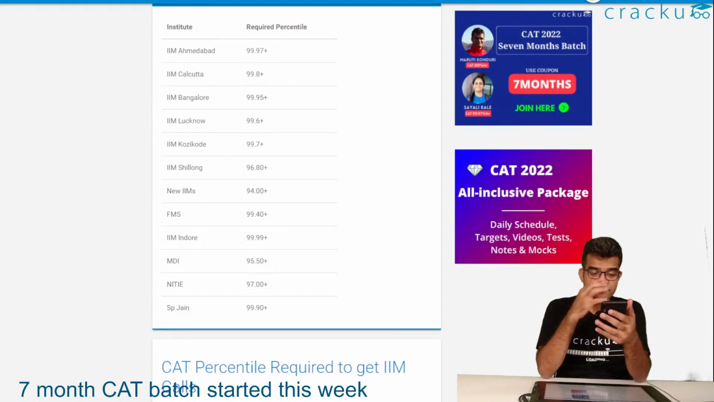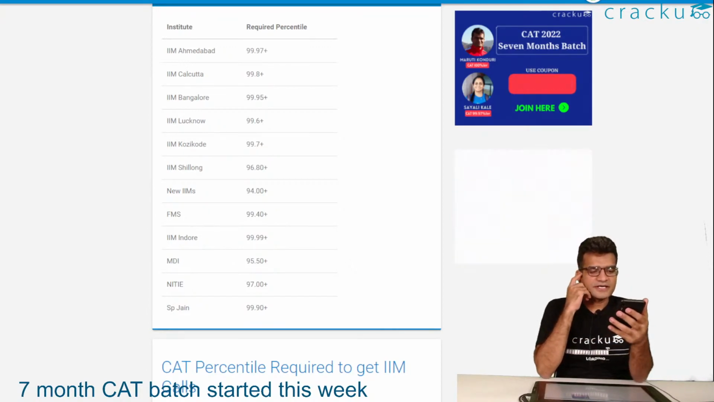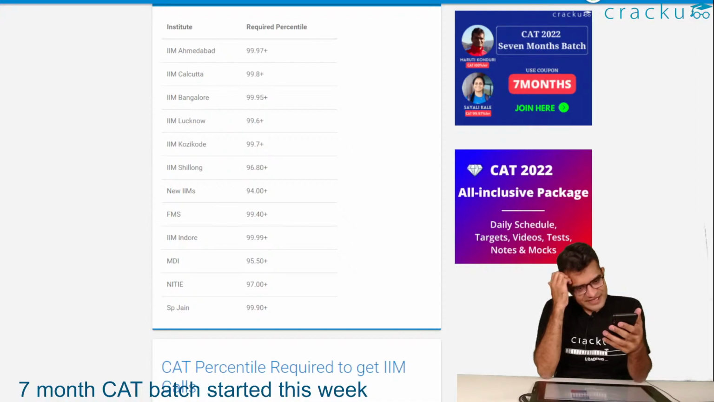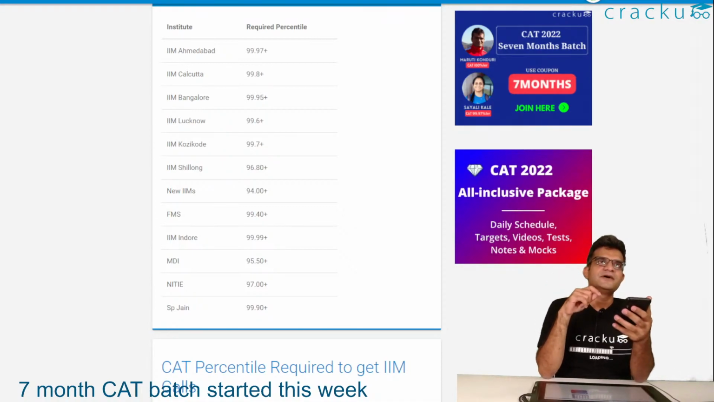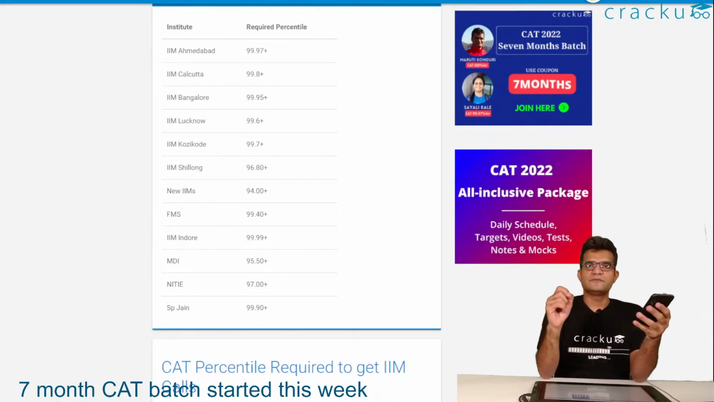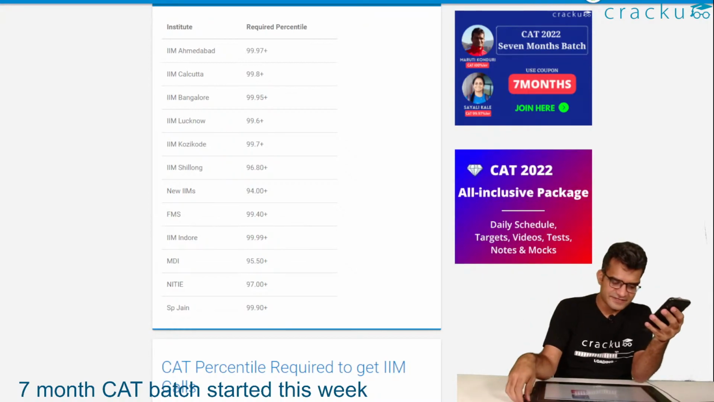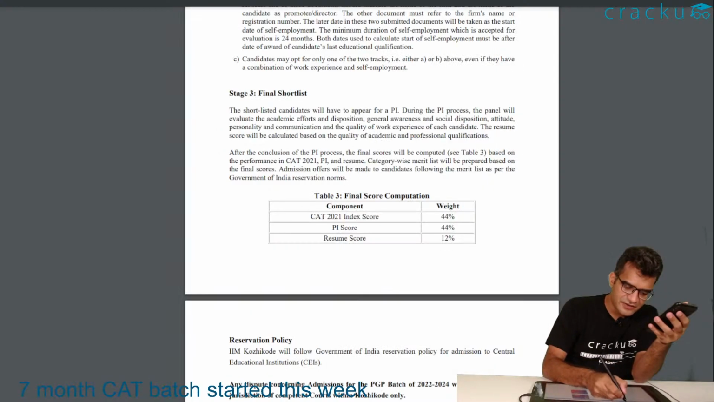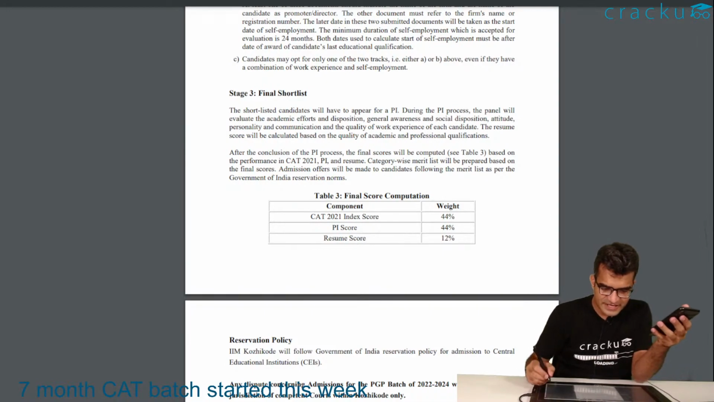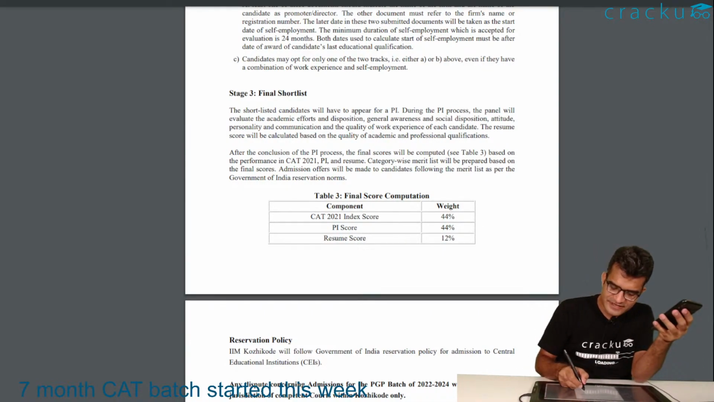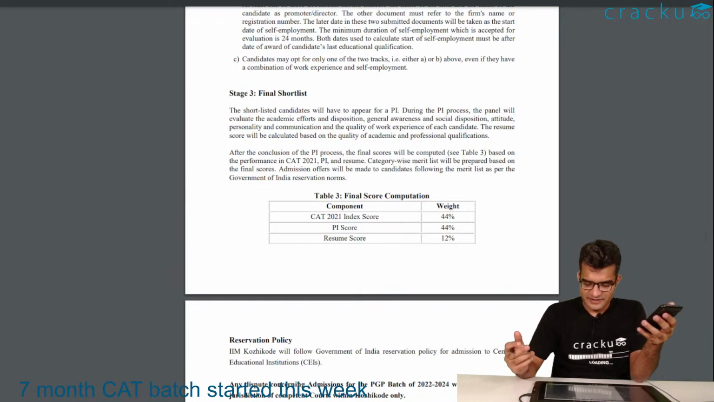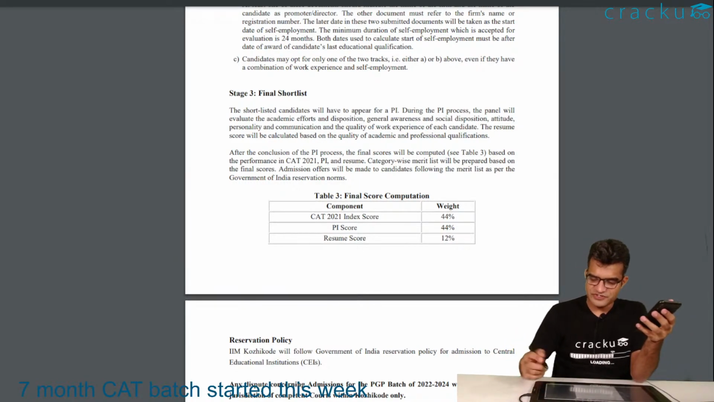Let me answer a few more questions. Karthik Agarwal is saying, sir, does 1 year gap matter in terms of shortlisting? In terms of shortlisting, it doesn't matter at all. Because if you're looking at the criteria, for example, IIM Kozhikode, the final weightage is 44% for CAT, 44% for PI, and for resume it is 12%.